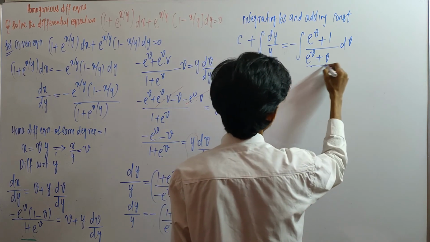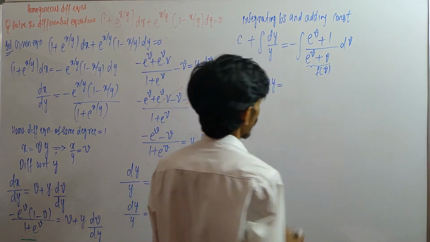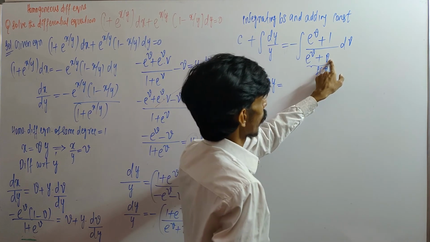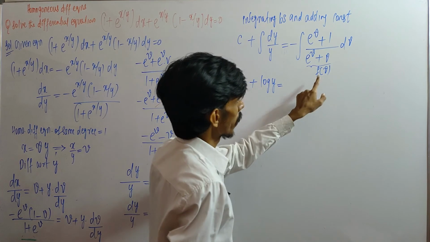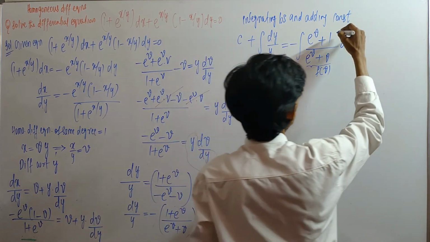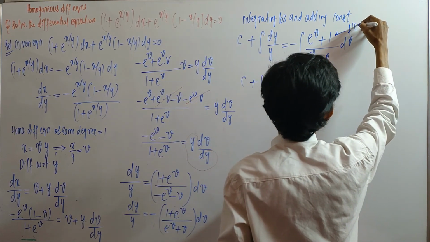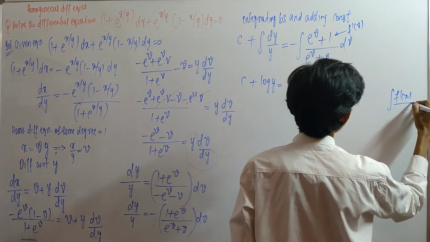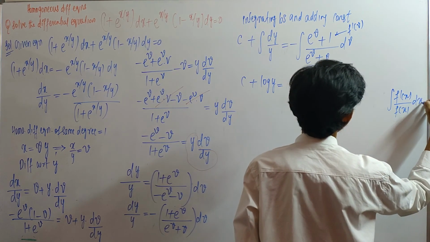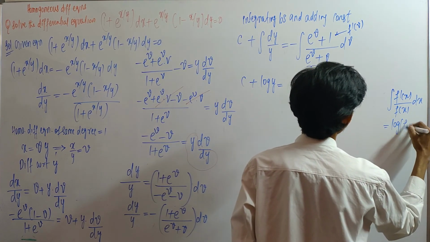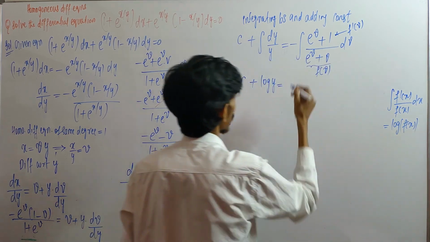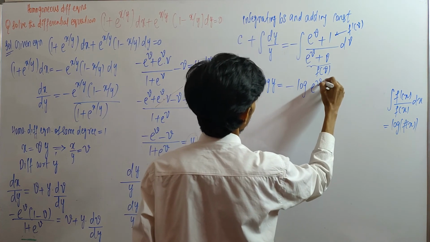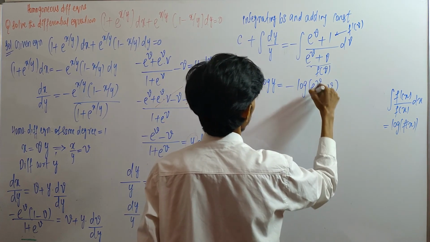Now if I take this denominator as f of v, and if I differentiate, e power of v derivative is e power of v, derivative of v with respect to v is 1. So here we have f of v, in numerator we have f dash of v. We know that integration f dash of x upon f of x dx value is always log of denominator. So this will become minus log, denominator is e power of v plus v.